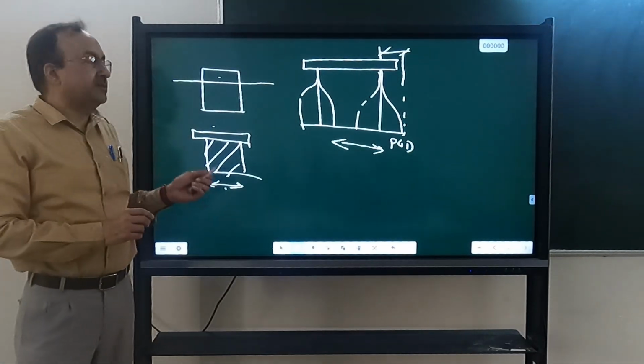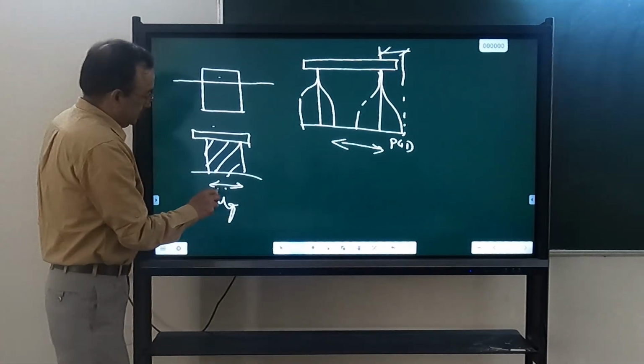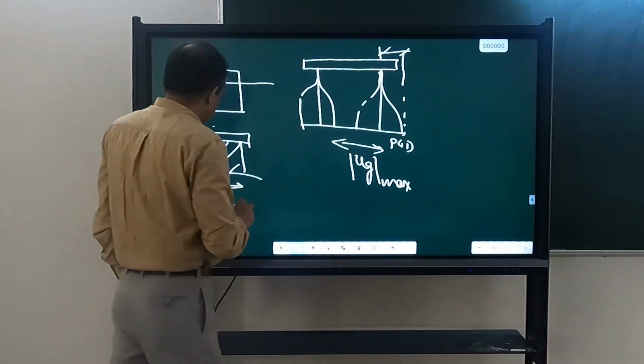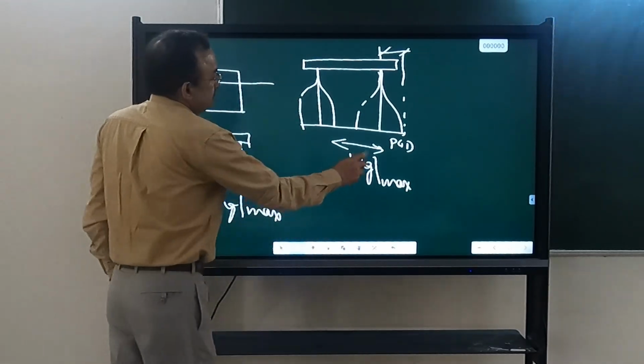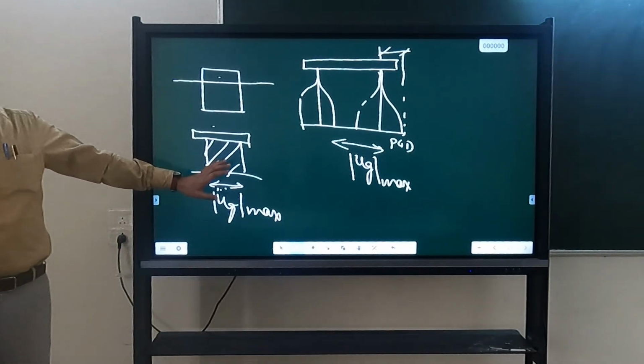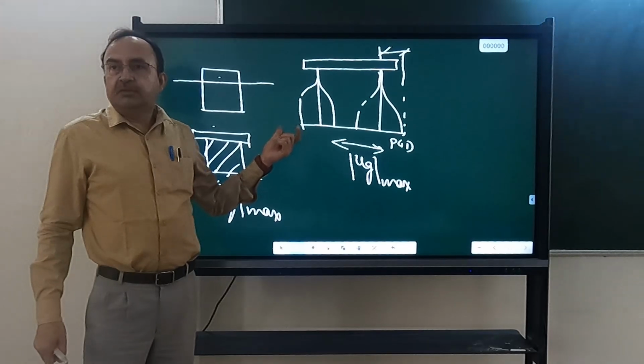So the response of a rigid system will be controlled by the acceleration of the ground. Here it will be controlled by UG, so the maximum response will be equal to UG max, the relative displacement. So the ground displacement itself becomes the relative displacement. And I told you yesterday that SD is actually the relative displacement, not the absolute displacement. So for a rigid structure, behavior will be governed by acceleration. For a flexible structure, behavior will be governed by displacement. In the intermediate range, it will be governed by velocity.